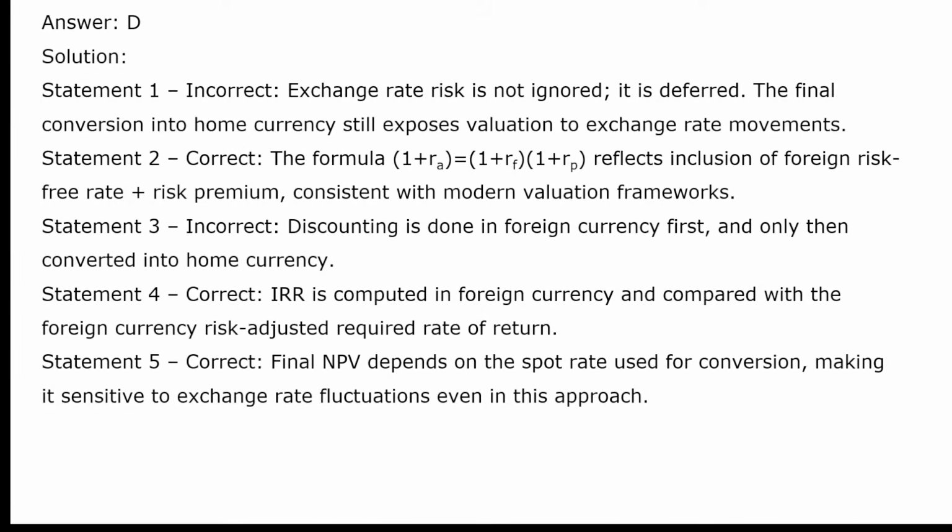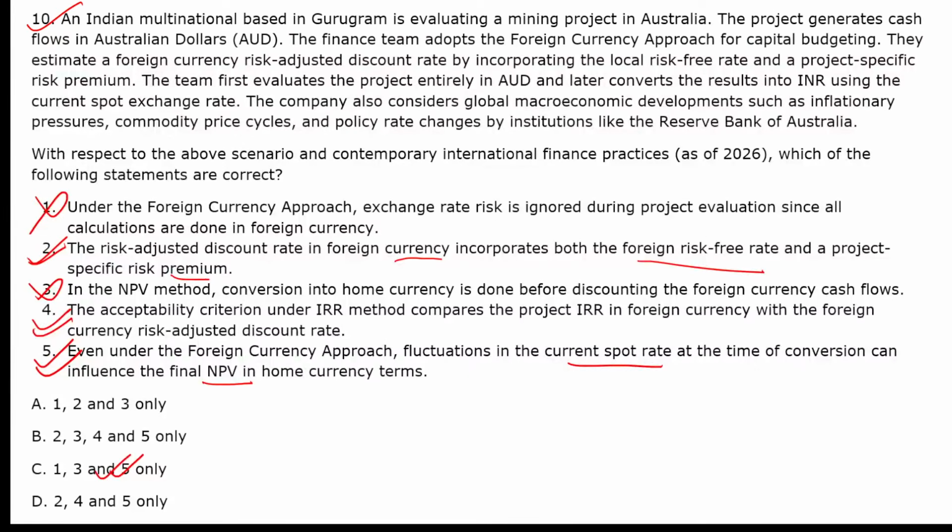1 and 3 are incorrect. Oh, sorry, 1 and 3 are incorrect. D is the correct answer. I did not see that 3 is given here. So D is the correct answer. 2, 4 and 5 are correct. 4 and 5 are correct.